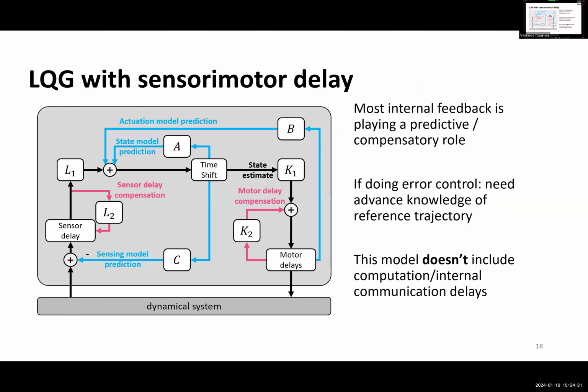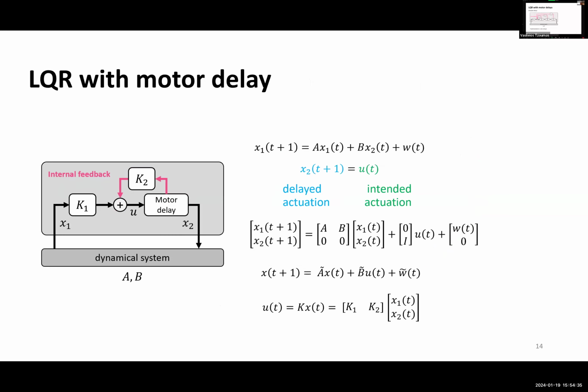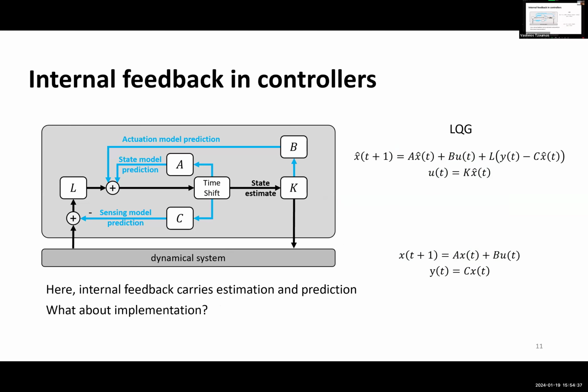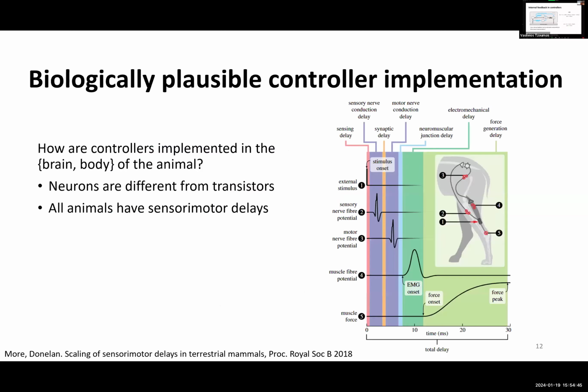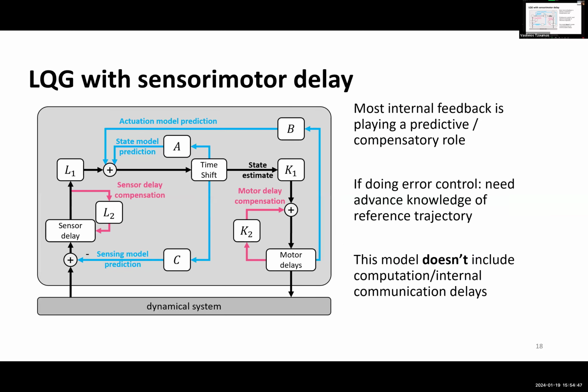Okay, so to put the picture together, actually, let me go back a few slides because that picture is quite overwhelming. Okay, so remember that this is our vanilla LQG. It has the 3 feedback paths in blue through A, B, and C. So the 3 paths still remain through A, B, and C. All I've done is plug in some sensor delays and motor delays. And actually, if you put the math in, it works out nicely that these things don't affect each other.